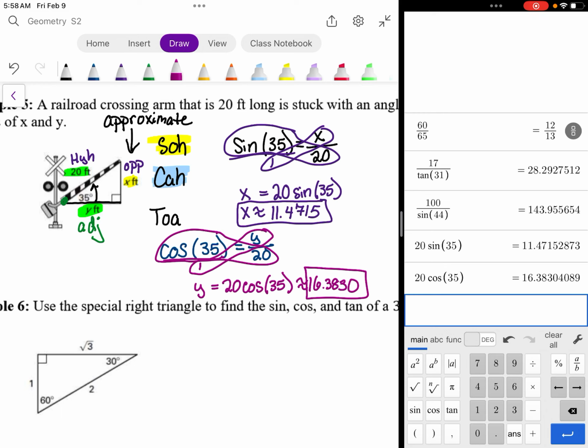Okay. So with these ones, you are going to use your sine, cosine, or tangent when they give you an angle measurement, and it's not one of our 45, 45, 90 or our 30, 60, 90 triangles. If it's one of those, you can use your special right triangle information. If it's not one of our special right triangles and you only know the right angle and one other angle, that is when you're going to use sine, cosine, or tangent.